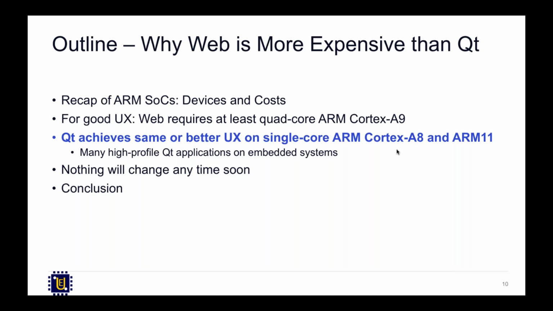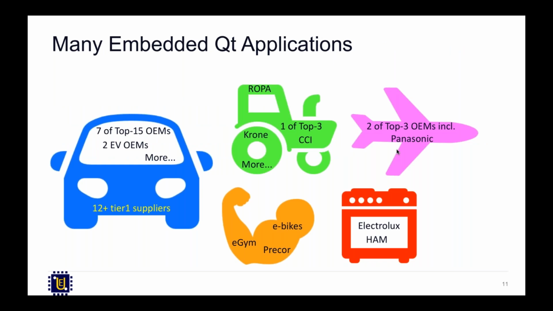And that's now the transition to Qt. So my point is that you can achieve the same or better user experience on a single core ARM Cortex A8 or even an ARM 11. So something like the Raspberry Pi 1. And well, I think I just let the real-life products speak for themselves.